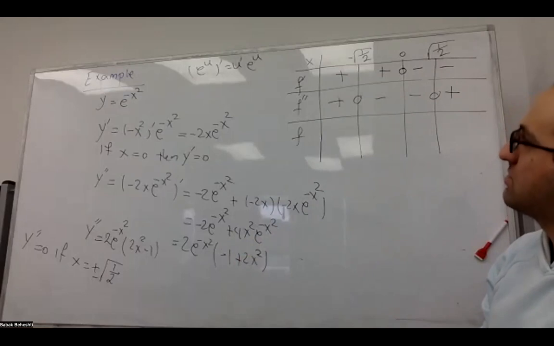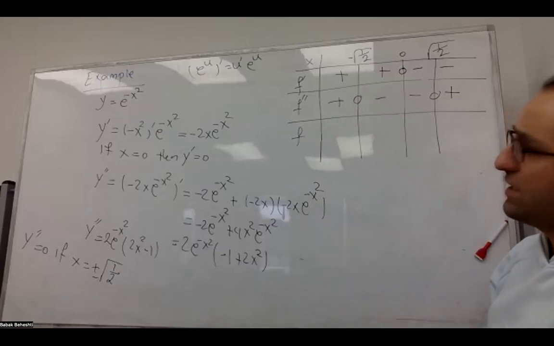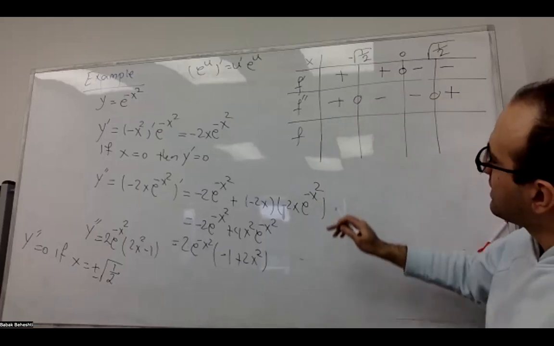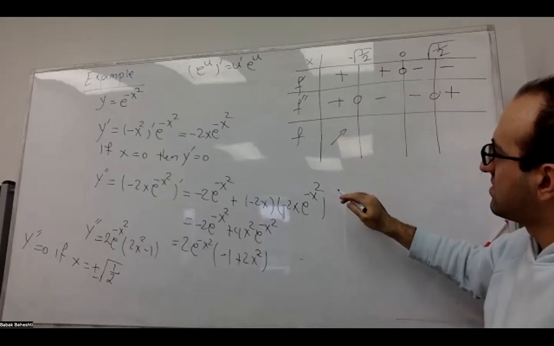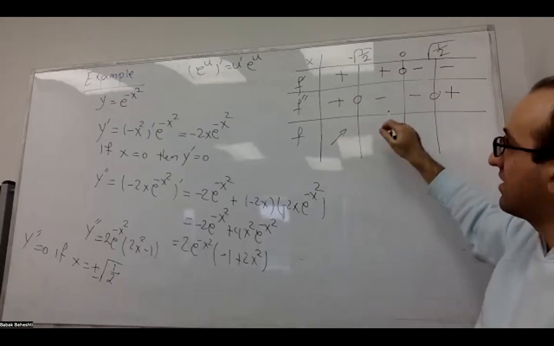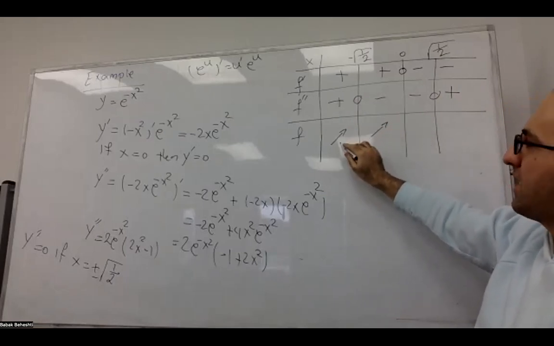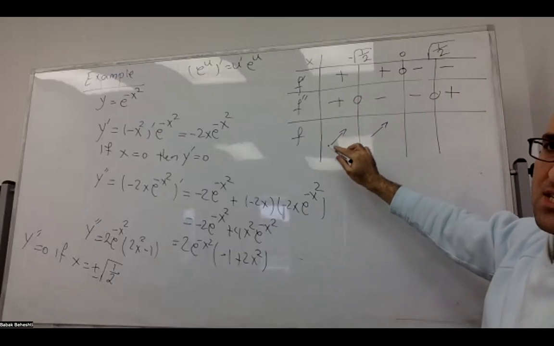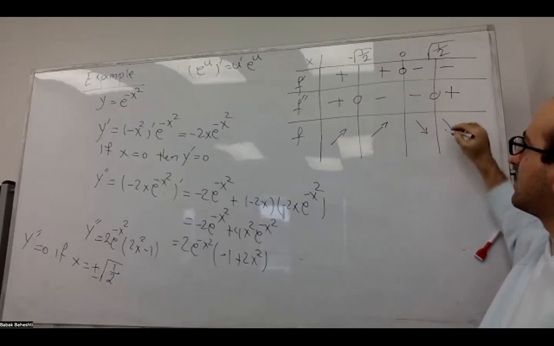Okay, now it comes to f. Why are these signs important? Because whenever f prime is positive, that means f is increasing. So when f prime is positive, the function is increasing. This arrow means f is increasing. Whenever f prime is negative, that means f, the function, is decreasing.